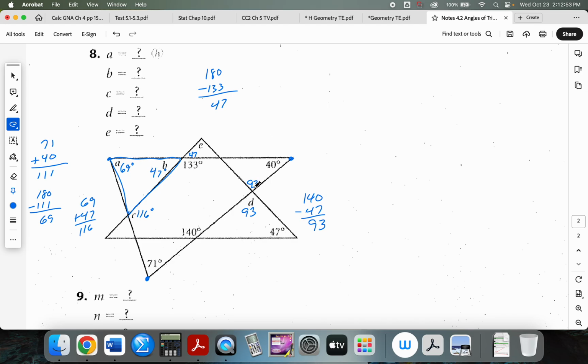So then 40 plus 93 is 133. This angle is 133. And it is an exterior angle to this triangle right here. And I know the exterior angle is equal to the sum of the two remote interiors. So I'll take 133 minus 47, and that's 86 for E.